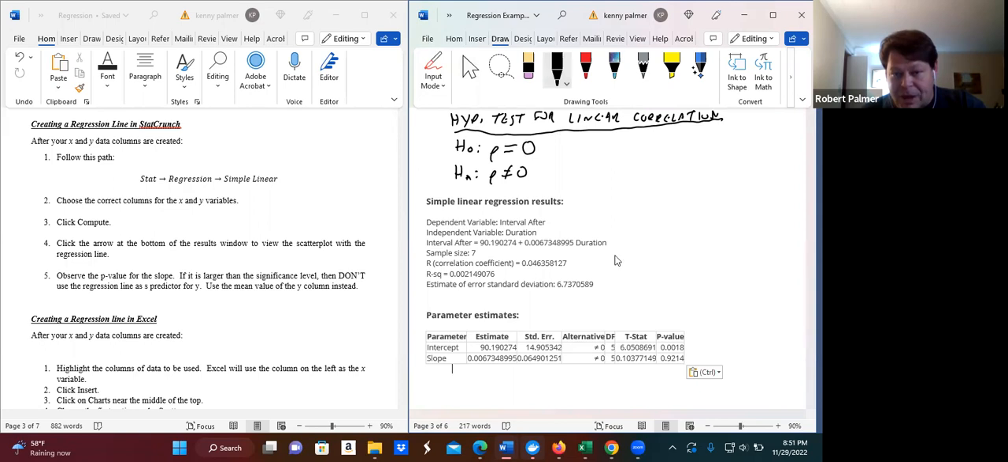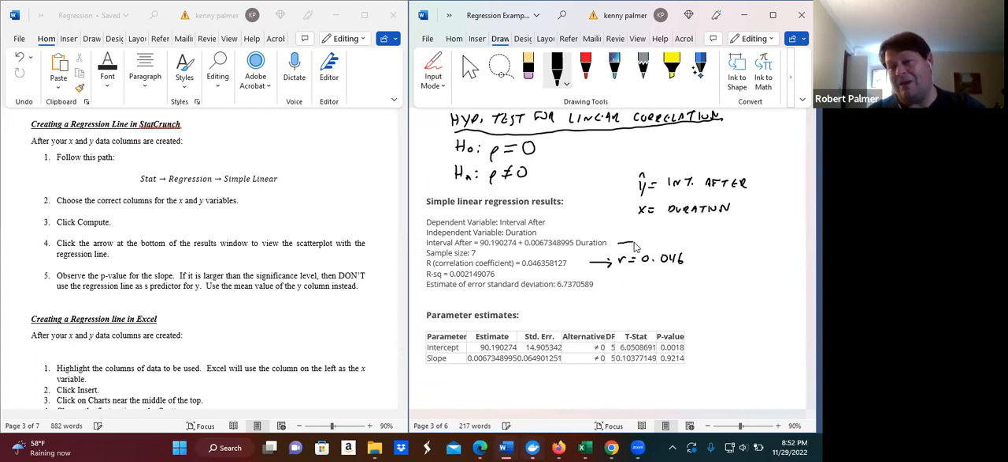So what we have is our R, 0.046 in 3 decimal places. Not very good. Now here is our line, and it put it in terms of the names of the variables we gave in our table, so be aware of that. Basically, we're going to set Y, or Y hat, equal to the interval after, and X equals the duration.